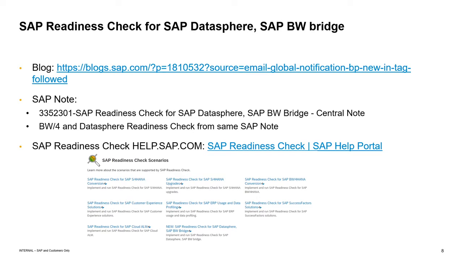Again, there is also a note that will point to both the BW4 and Datasphere readiness check, but we can execute the readiness check for each from the same program. When we look at help.sap.com for the readiness check, you will see that there is now a link for the SAP Datasphere SAP BW Bridge Readiness Check. So there is also more information on everything that we've touched on today about running the Readiness Check.